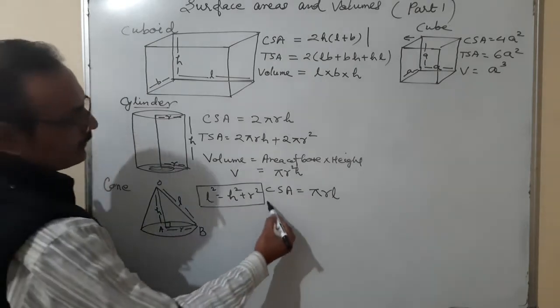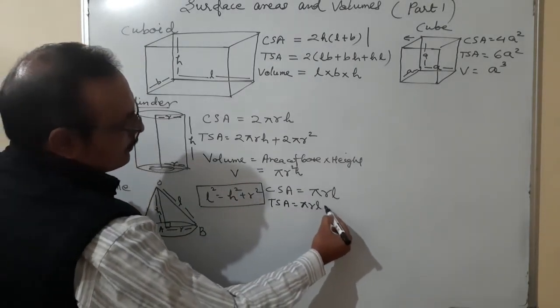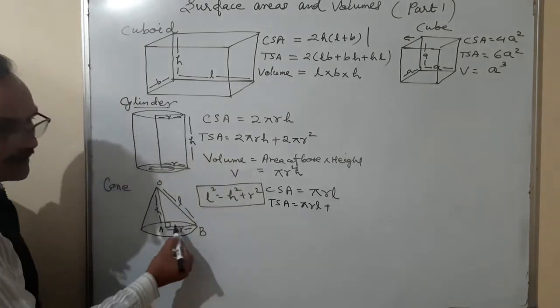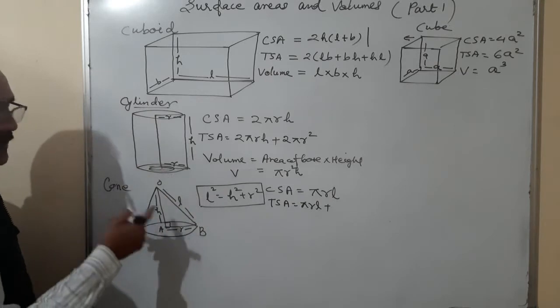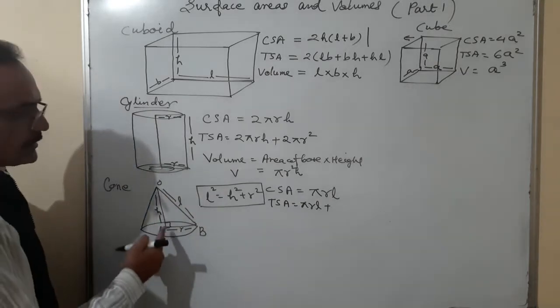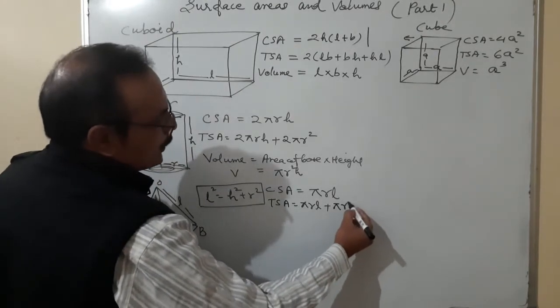CSA is pi r L. TSA, total surface area, is pi r L plus the area of the base. Like in a cylinder there are two circles, one on the upside and one on the downside. Here there is a single circle. So we simply add the area of the circle, or area of base, pi r square.